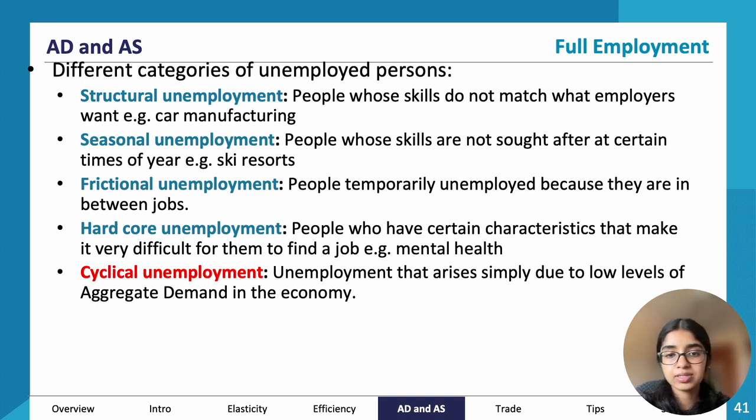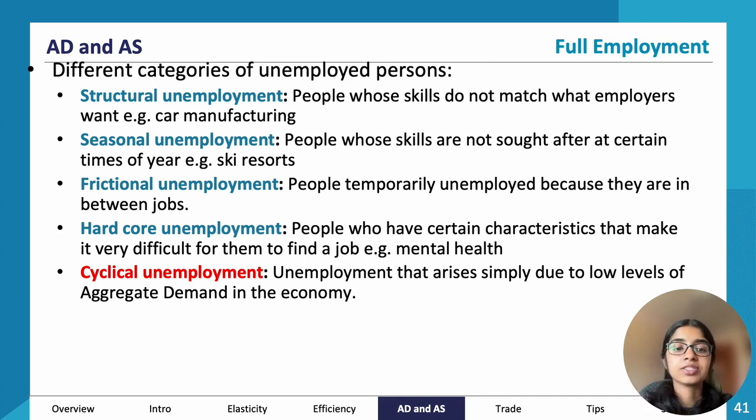Firstly, structural unemployment. That's when whatever skills you have don't match what the employers want. Holden closed down a few years ago because the cost of labor is expensive, and if you are in the car manufacturing industry, there is less demand for your skills. If you're unemployed because you have skills that are not in demand, that's structural unemployment. Seasonal unemployment is when you have skills that are not required at different times of the year, like ski instructors and diving instructors, because there are only certain times during the year when there's a lot of demand for those.